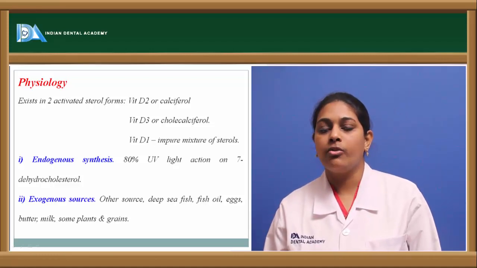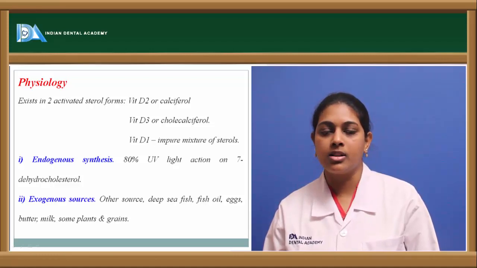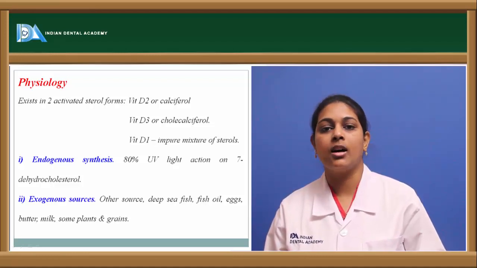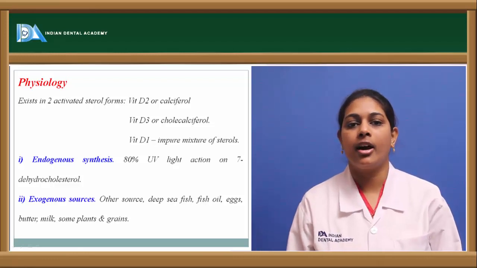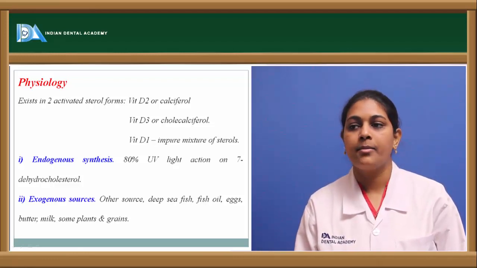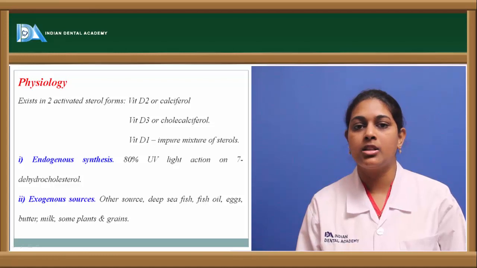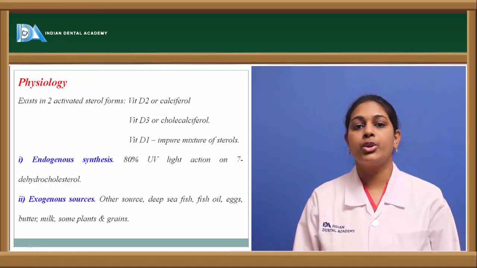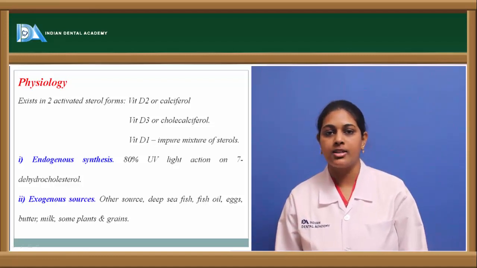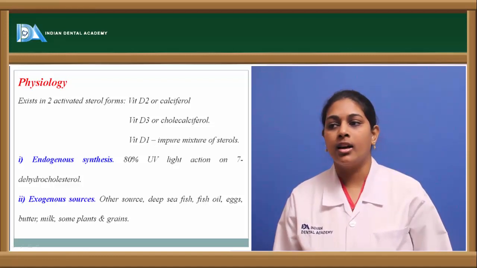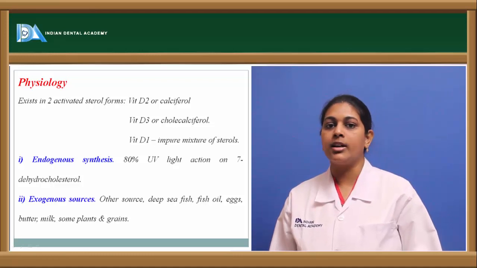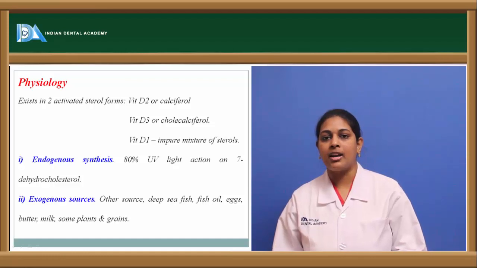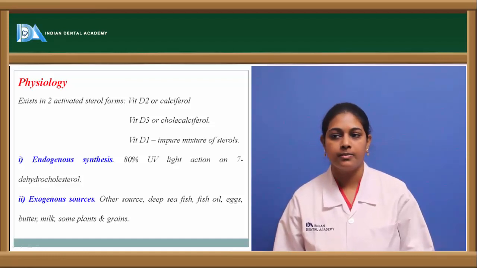Since vitamin D2 and D3 have the same biological as well as biochemical effect, they are known as the vitamin D complex. Vitamin D is acquired from an exogenous source as well as an endogenous source. The endogenous source is when a patient is exposed to sunlight, where the UV light starts showing its effect on the body, and it manifests as 7-dehydrocholesterol.